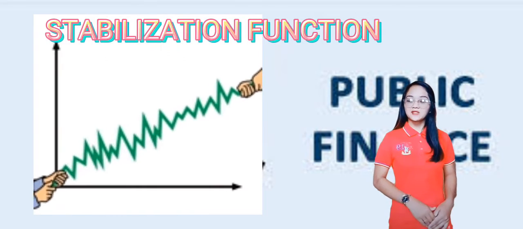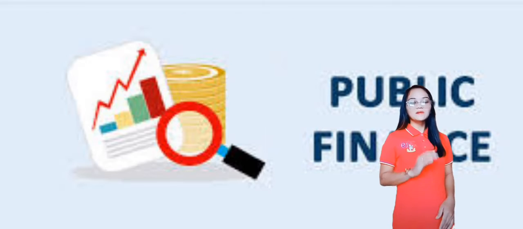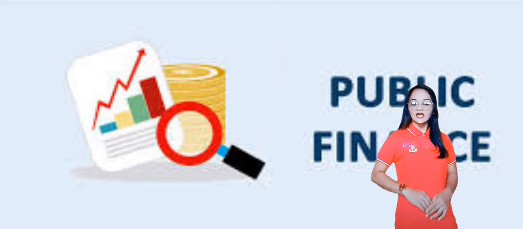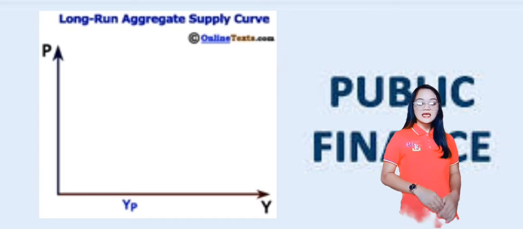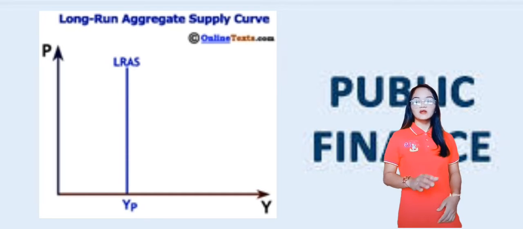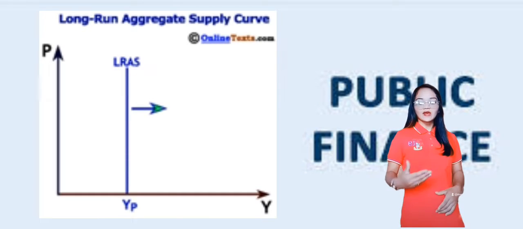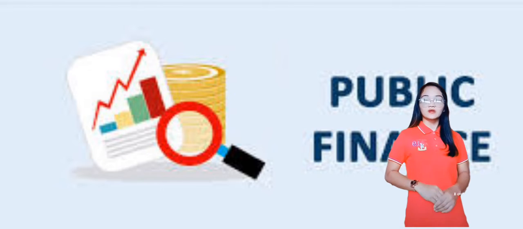Next, we have stabilization functions. The stabilization function is one of the key functions of fiscal policy and aims at eliminating macroeconomic fluctuations arising from suboptimal allocations.